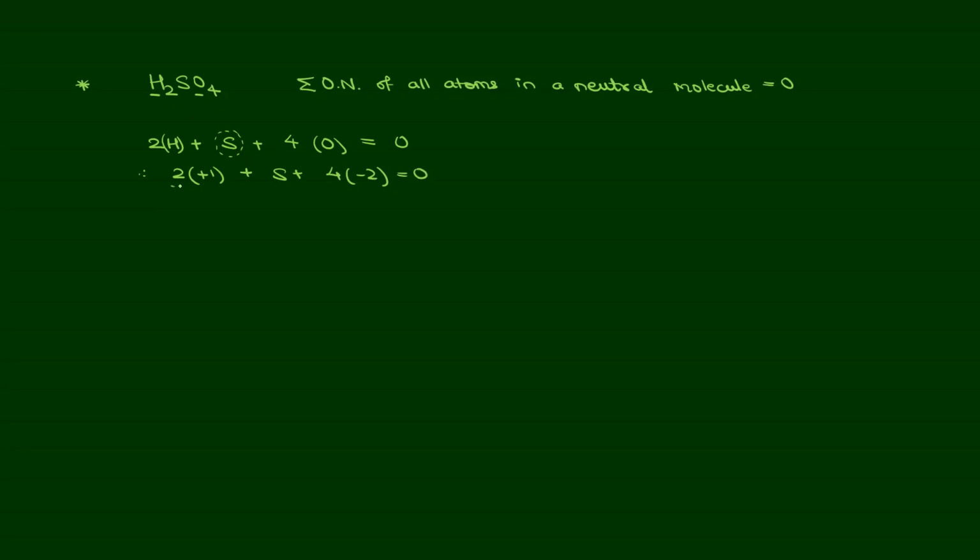Now the +2 and -8 becomes -6. And on that side, sulfur would become +6. So if you're asked the oxidation number of sulfur, then this calculation gives you sulfur equal to +6. Understood? Yes.